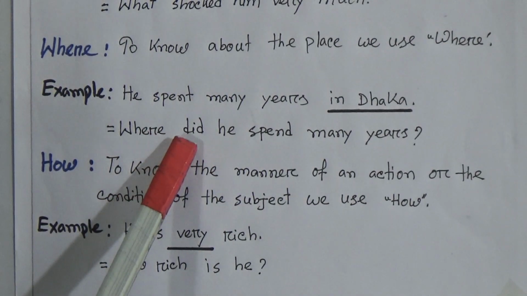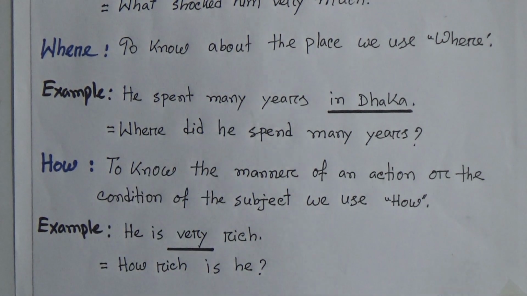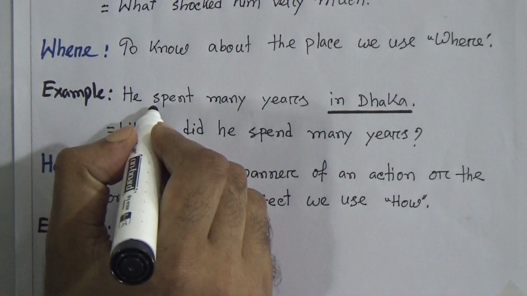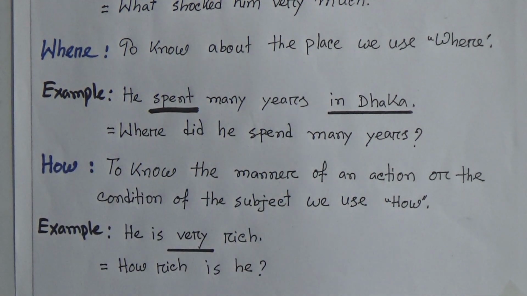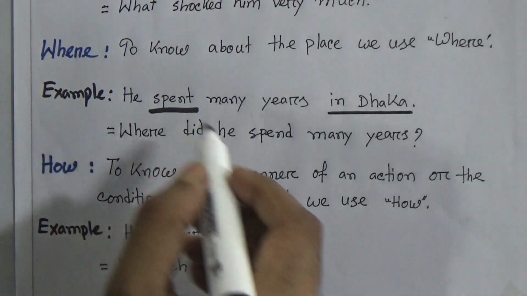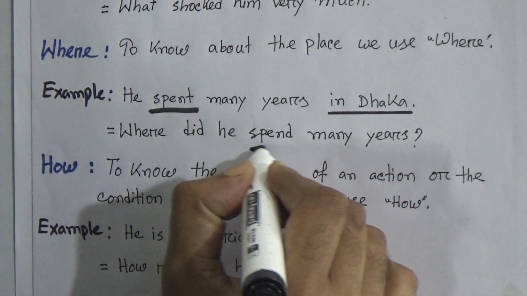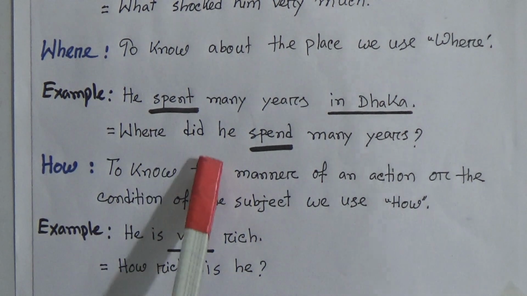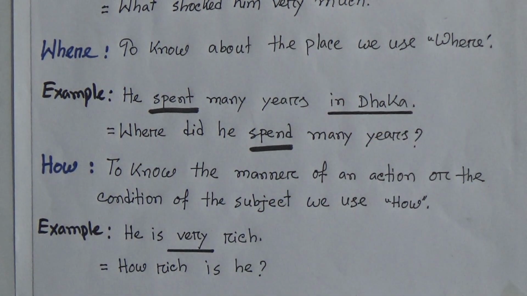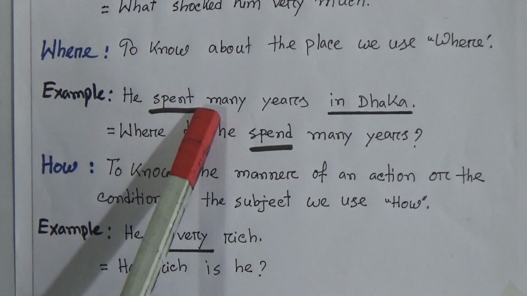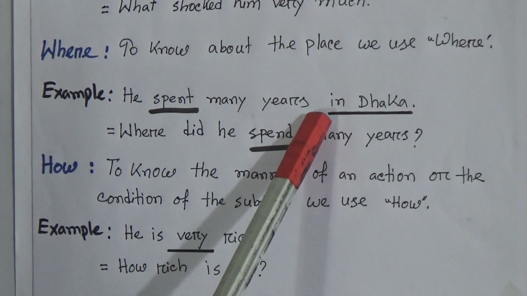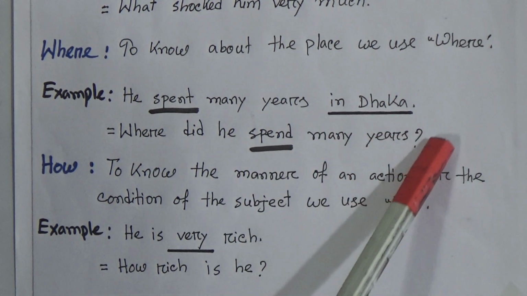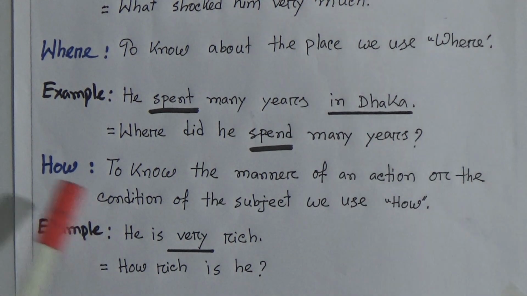So where did he look? In the sentence, the verb is in the past form. The do verbs, that means do, did and does, always take the present form of the verb, so we will use spend, not spent. So where did he spend many years? And in your question, the main sentence will be in assertive form. As you are asked to make questions, you will use a question mark at the end of your answer.